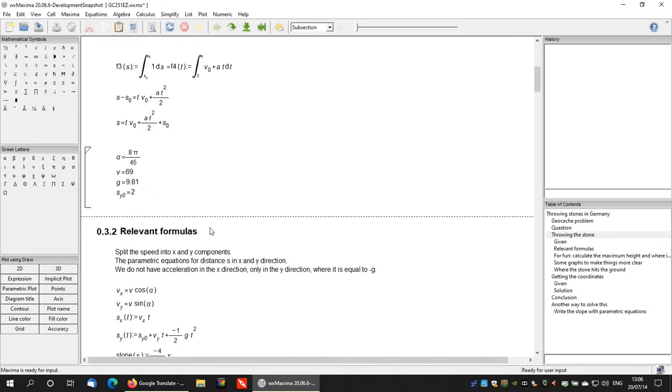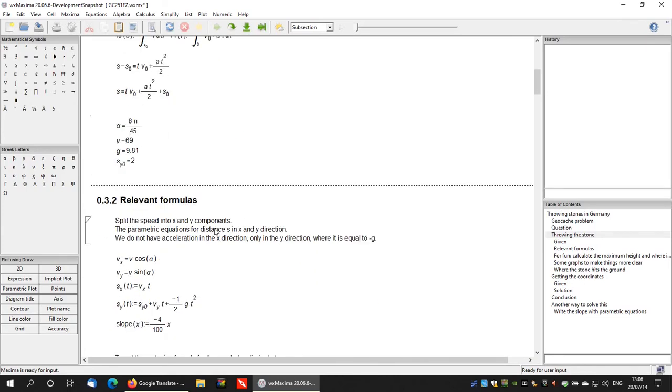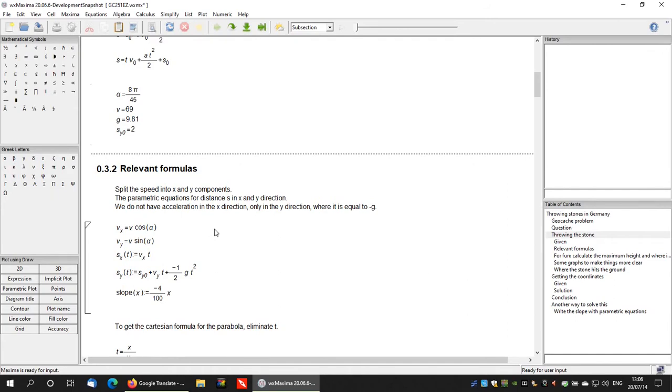Now we're going to split, of course, the speed and everything else into x and y components. So then you get parametric equations for distance s in x and y direction. Since we do not have any acceleration in the x direction, only in the y direction, where it's equal to g, we end up with, if we first do, Vx is V times the cosine of alpha, so this 32 degrees, and Vy is then V times the sine of alpha.